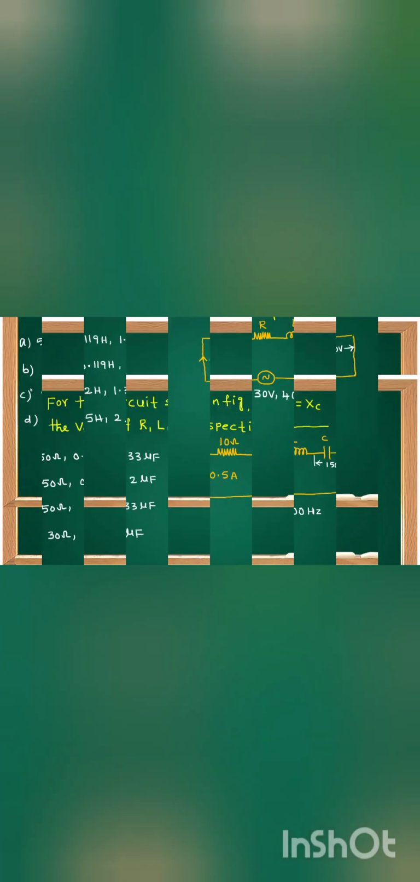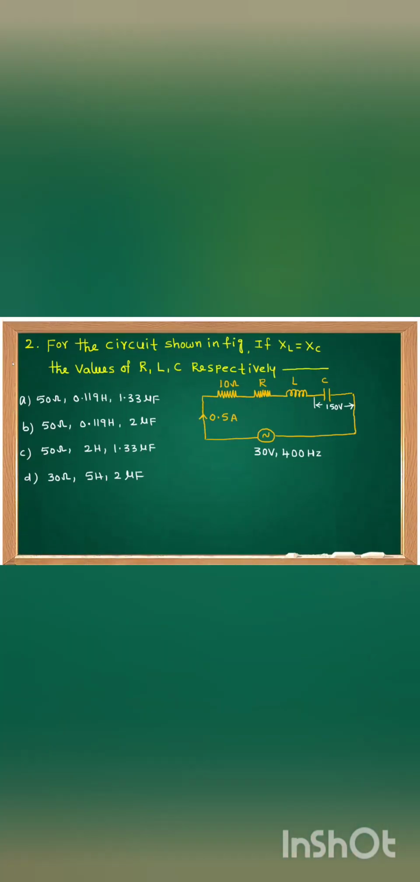Next. Can you try this? For the circuit shown in figure, if XL equal to XC, find the values of R, L, C respectively. XL equal to XC means this is at what condition? Resonance condition.